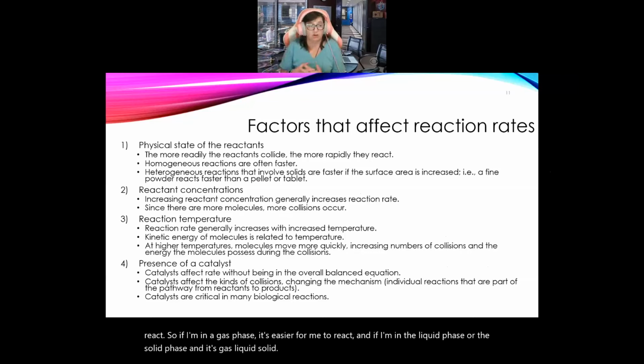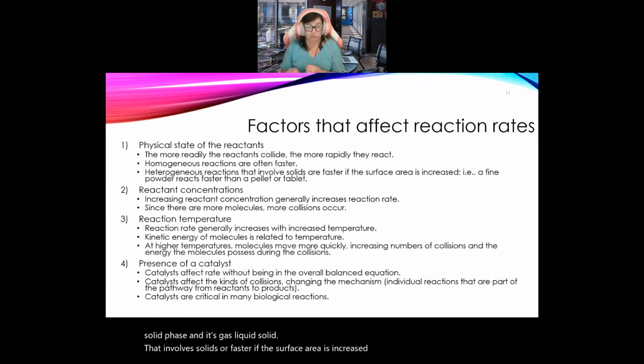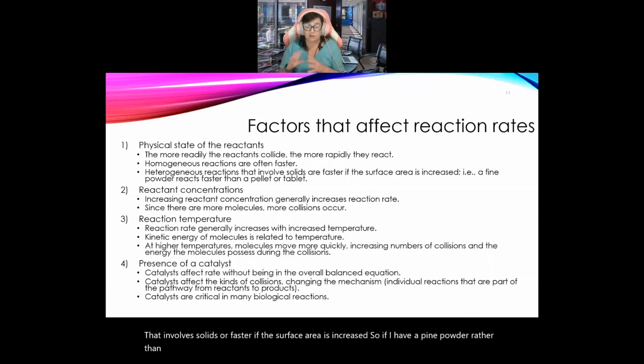Homogeneous reactions are often faster because they're in the same phase to start with. Heterogeneous reactions that involve solids are faster if the surface area is increased. So if I have a fine powder rather than a pellet or a tablet, I have a very high surface area. That's going to go a lot faster than something that is not a high surface area.